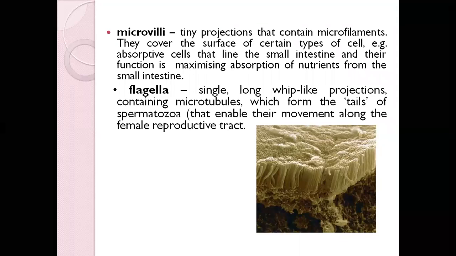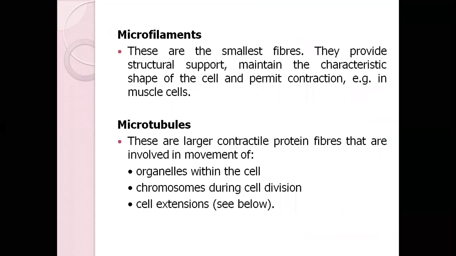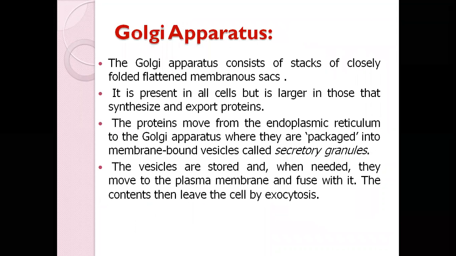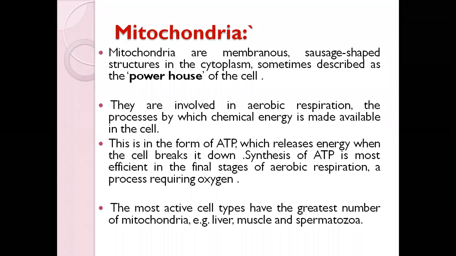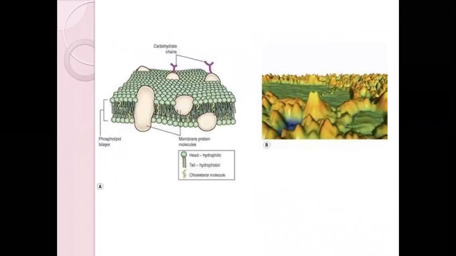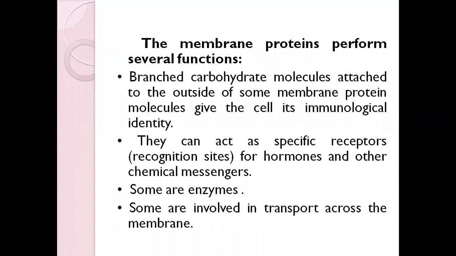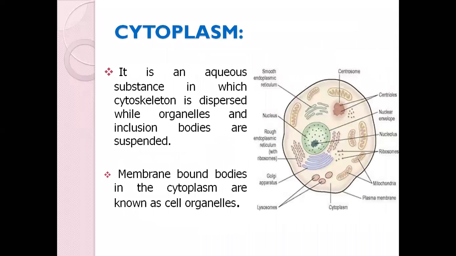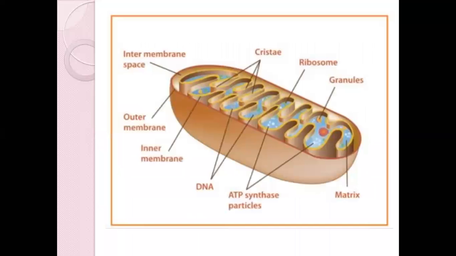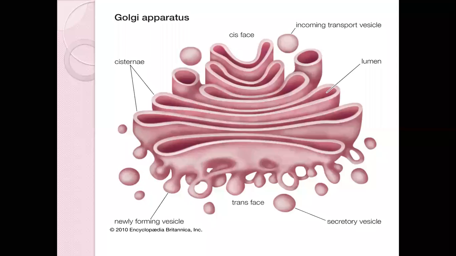With this, we complete the structure and function of the cells. These are the various structures. Starting from the beginning, we started with the plasma membrane, then the cytoplasm, and within the cytoplasm we discussed all these organelles. Then the last part is your nucleus.